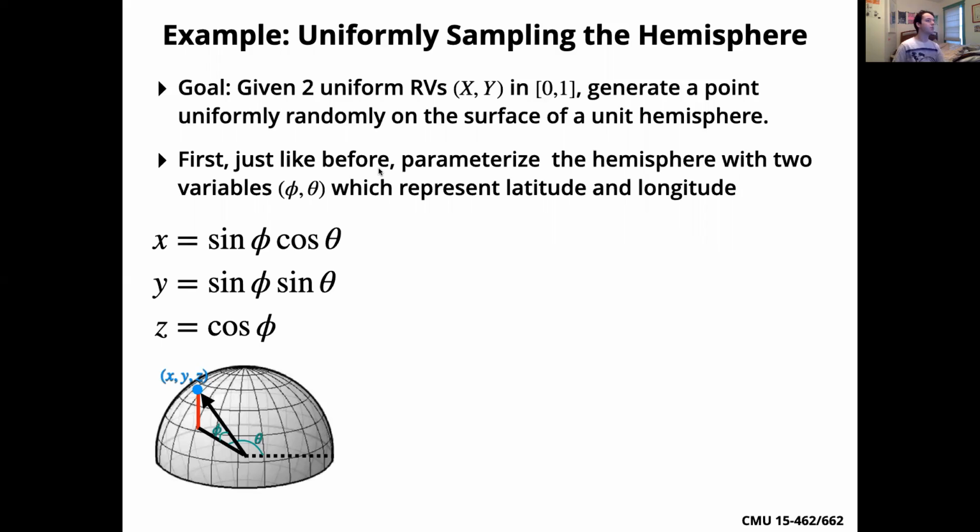So given 2 uniform random variables, same situation, we want to generate a point uniformly randomly on the surface of a unit hemisphere. So just like before, the first step is we have to parameterize the hemisphere. So we can do this in 2 variables. And you've probably seen something like this in your calculus class, this parameterization of a hemisphere here.